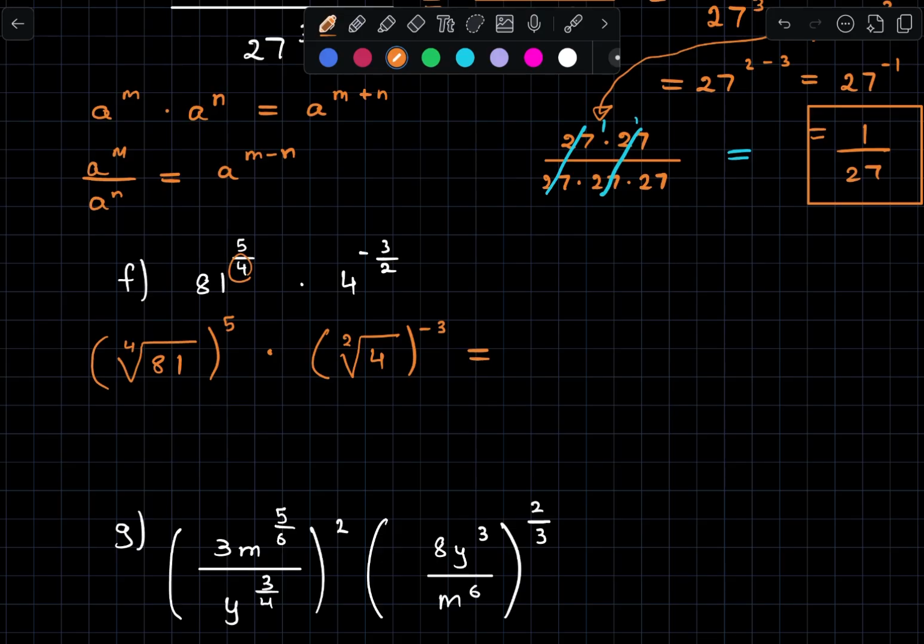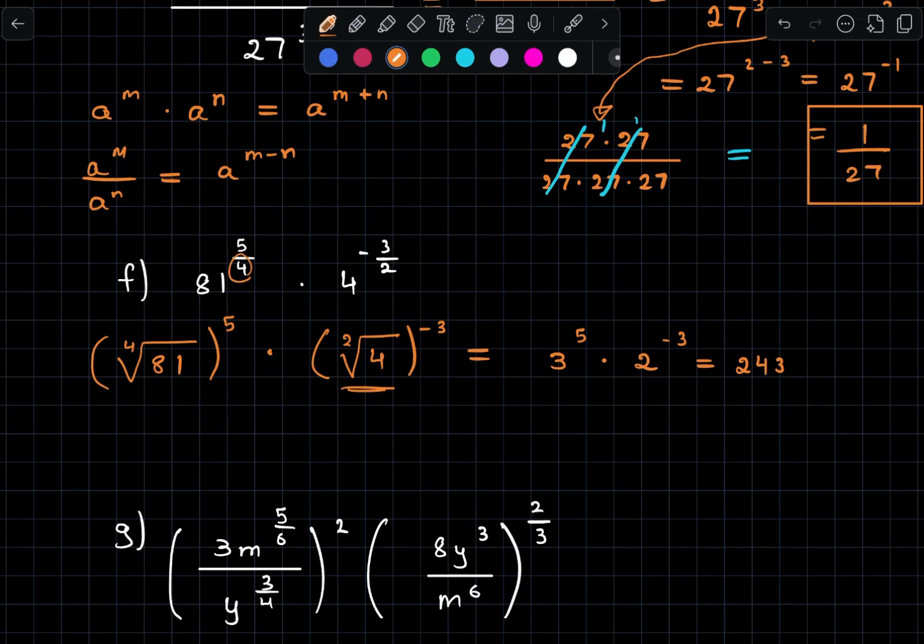So the fourth root of 81, that's what number multiplied by itself 4 times is going to give us 81? That's going to come out to 3. So this first term just simplifies to 3 to the fifth. The square root of 4 is just 2. This is going to come out to 2 to the negative third. Okay. 3 to the fifth, if we multiply that by itself 5 times, that's going to come out to 243.